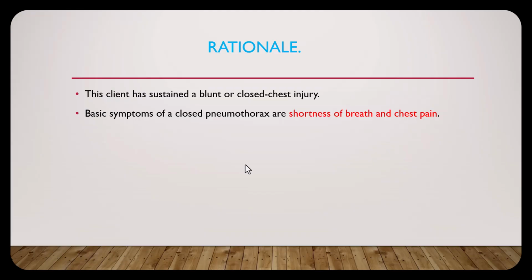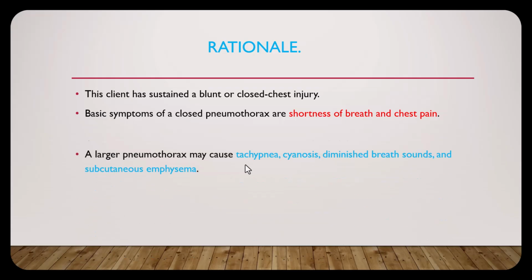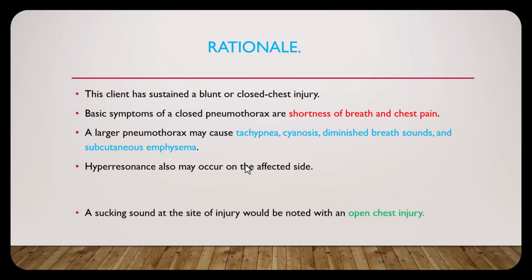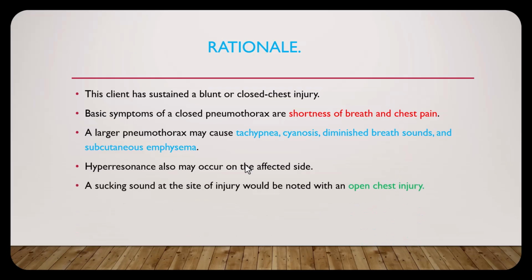Basic symptoms of a closed pneumothorax are shortness of breath and chest pain. A larger pneumothorax may cause tachypnea, cyanosis, diminished breath sounds, and subcutaneous emphysema. Hyperresonance also may occur on the affected side. A sucking sound at the site of injury will be noted with an open chest injury.